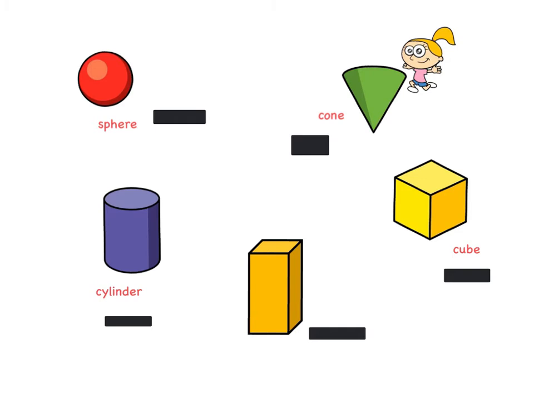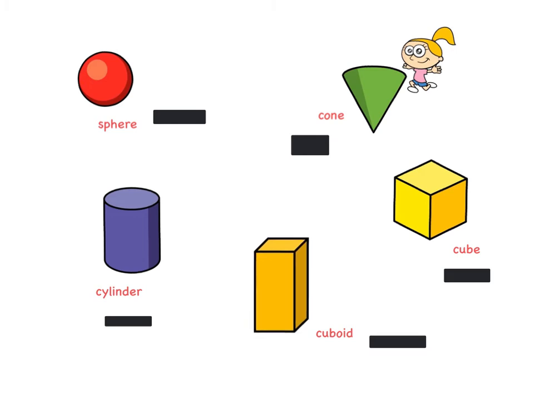And the last shape that we need to look at is this one down here. This is called a cuboid. A cuboid. It's a little bit like a stretched cube.